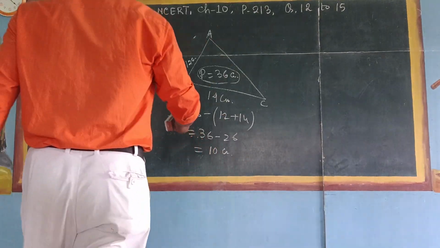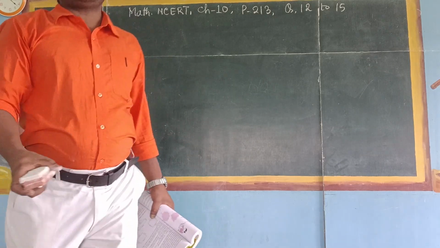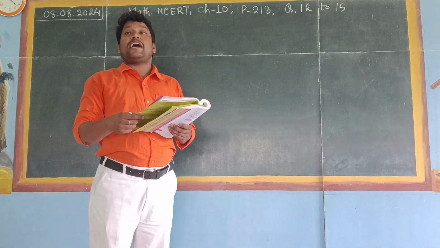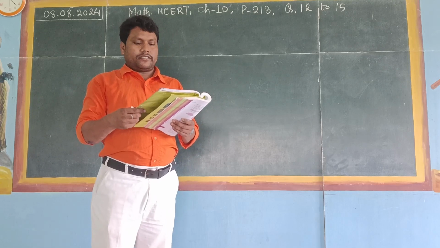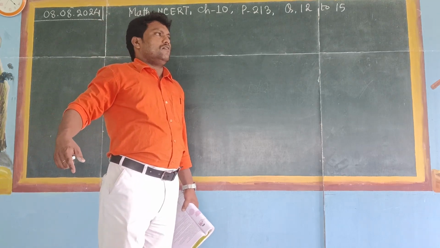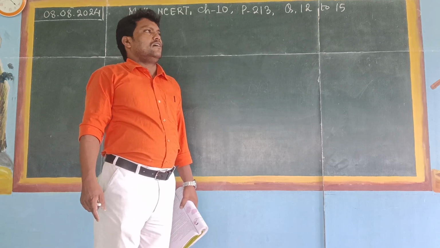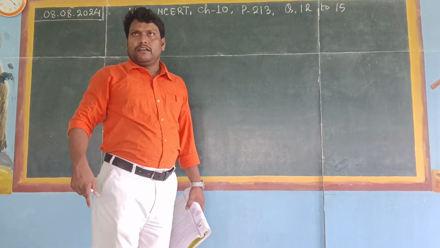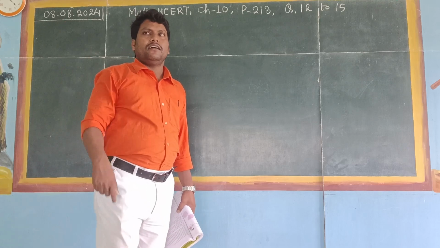Next, problem number 13. What is the question? Find the cost of fencing a square park of side 200 meter at the rate of rupees 20 per meter. That means fencing, to give the wire around a field, a park or any kind of figure. That means you have to find out the perimeter.